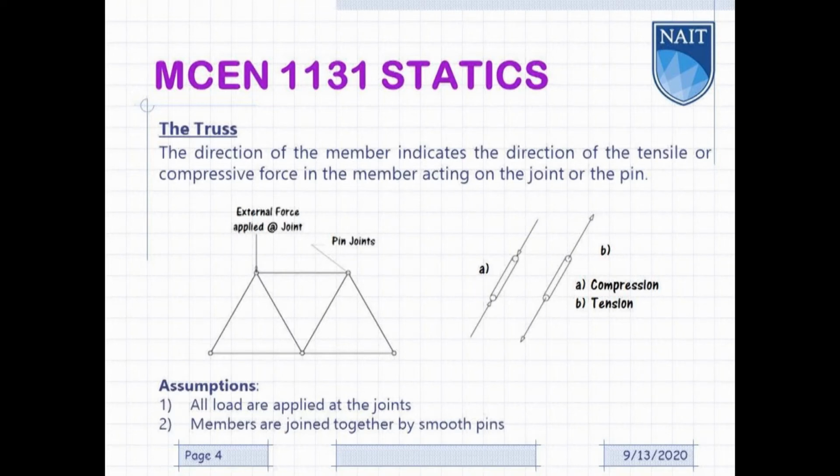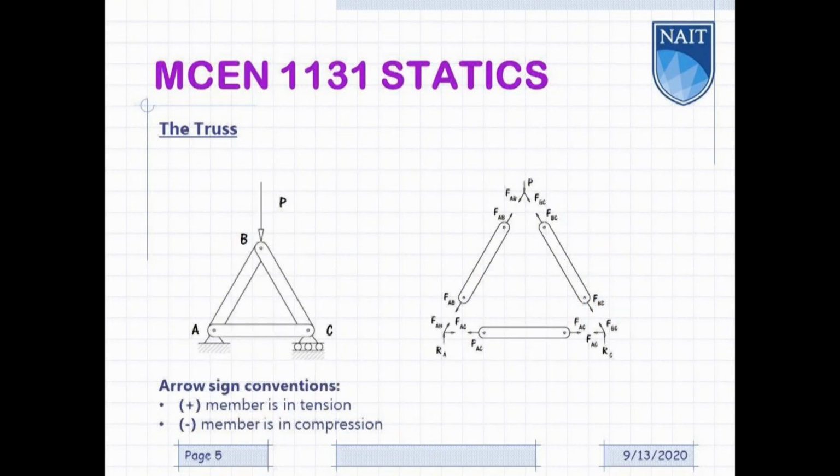As the diagrams here demonstrate, the direction of the member indicates the direction of the tensile or compressive force in the member acting on the joint or the pin. When dealing with trusses, we assume that all loads are applied at the joints and that members are joined together by smooth pins. Note the arrow sign conventions indicating when the member is in tension and when it is in compression.